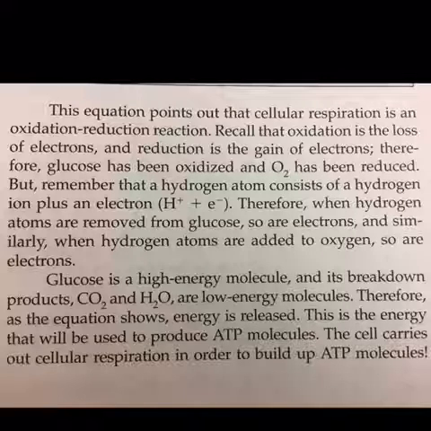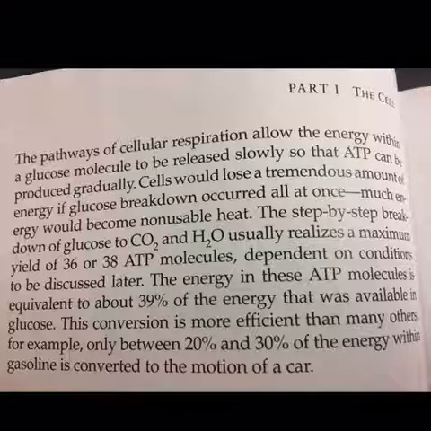Glucose is a high-energy molecule and its breakdown products, carbon dioxide and water, are low-energy molecules. Therefore, as the equation shows, energy is released. This is the energy that would be used to produce ATP molecules. The cell carries out cellular respiration in order to build up ATP molecules. The pathways of cellular respiration allow the energy within a glucose molecule to be released slowly so that ATP can be produced gradually. Cells would lose a tremendous amount of energy if glucose breakdown occurred all at once. Much energy would become non-usable heat.